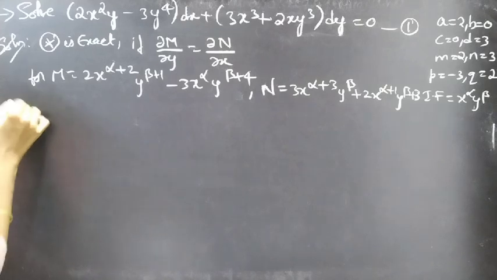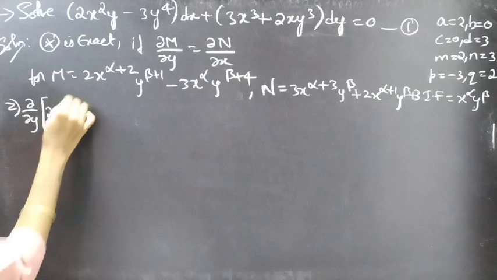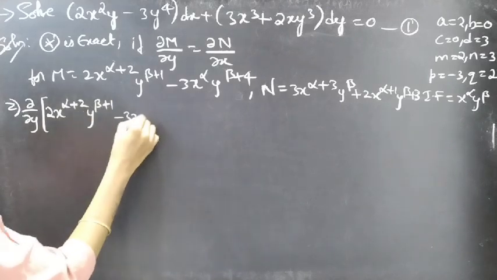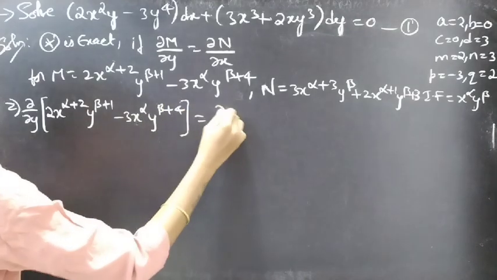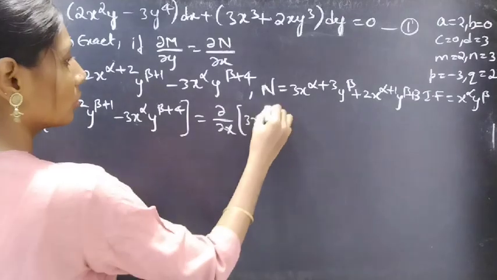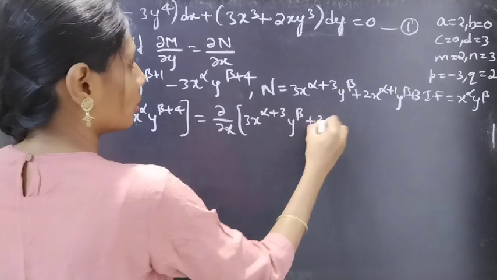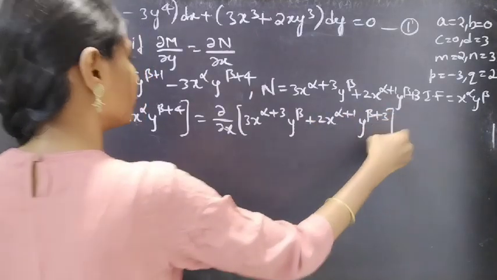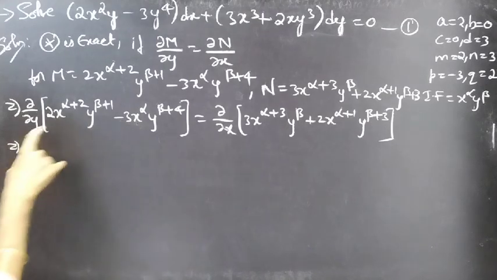From this, we'll get ∂/∂y of (m·2x^(α+2) y^(β+1) − 3x^α y^(β+4)) equal to the partial derivative of n with respect to x, for n equal to 3x^(α+3) y^β + 2x^(α+1) y^(β+3), right? So here we need to find partial derivatives of these two terms with respect to y.